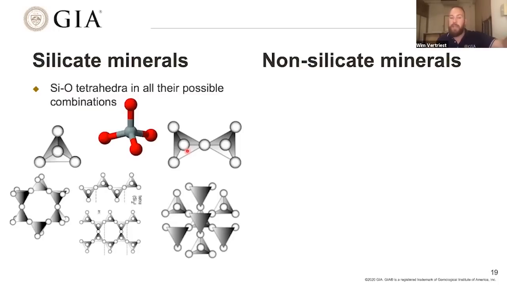You can keep them as they are. You can put two of them together. You can make a circle out of them. You can make a chain out of them. You can make two chains and put them together. You can make a 3D framework out of them. All of that works for silicate minerals.